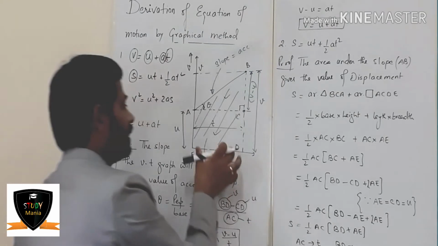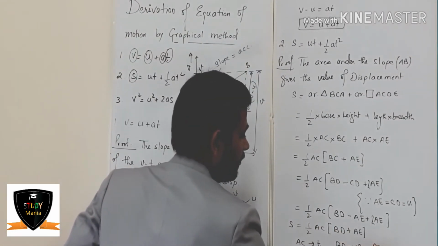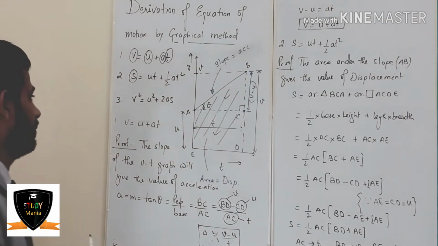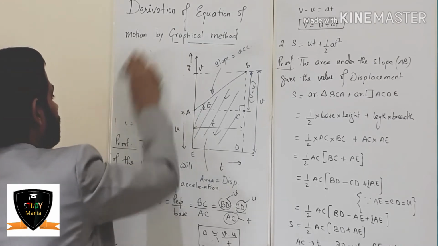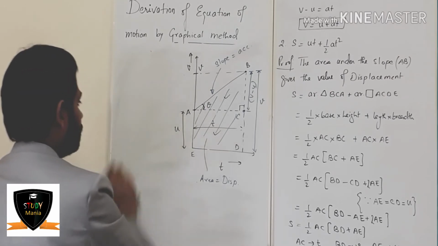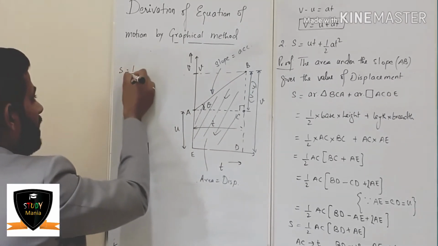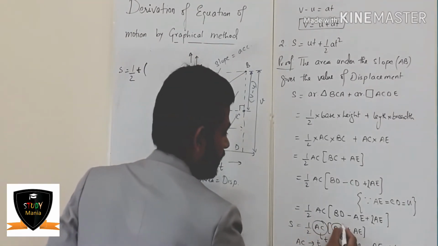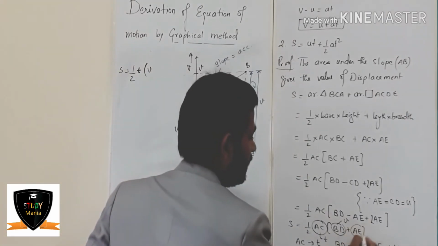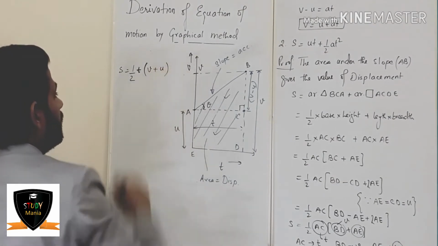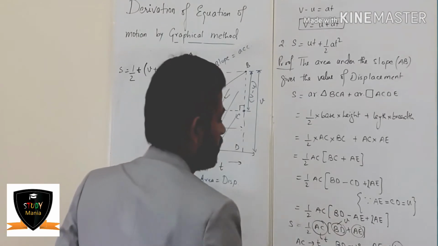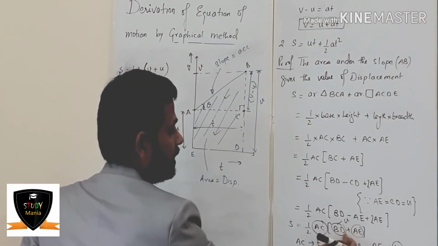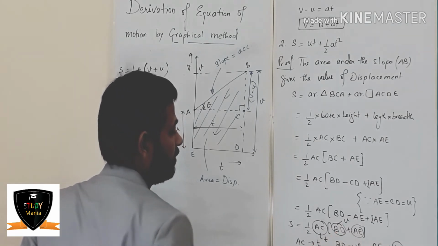In the place of BD, you can write V. In the place of AE, you can write U. So on putting all these values in this equation, what do you get? S is equal to half, in the place of AC you write T, in the place of BD you write V, in the place of AE you write U. On solving, you get BD minus AE plus 2AE, which means BD plus AE. AE is U, BD is V, and this is T.